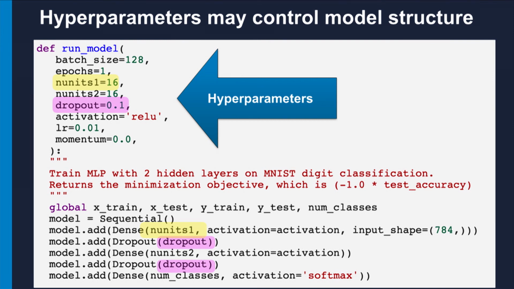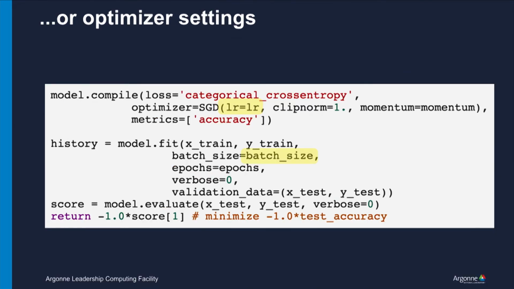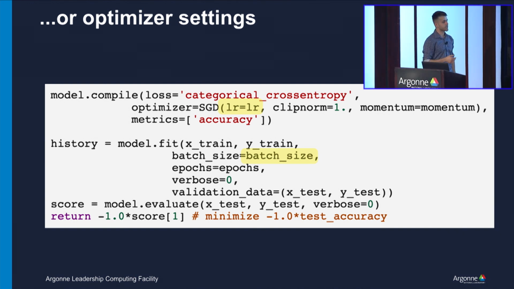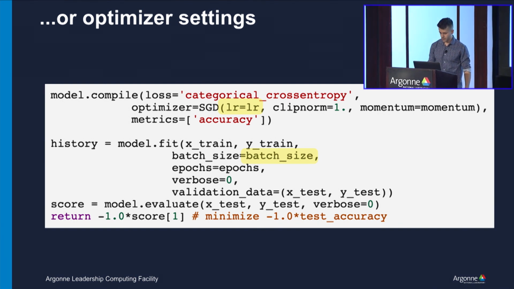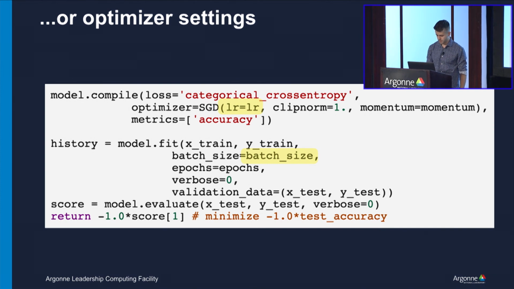So here are some examples of what hyperparameters are. They're all shown basically as keyword arguments to this function. I just selected a few examples for training an MLP, or multilayer perceptron, with 2 hidden layers on the MNIST classification task. These are a couple of highlighted architectural parameters like number of units or the dropout. And then you have other hyperparameters like learning rate or batch size that control the training process and how your model is updated.